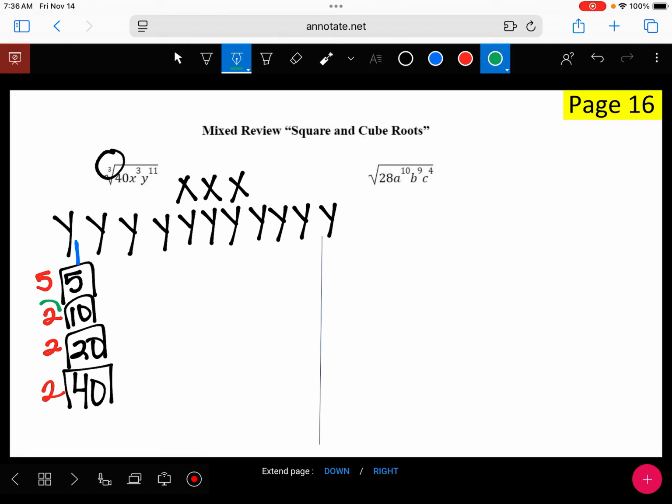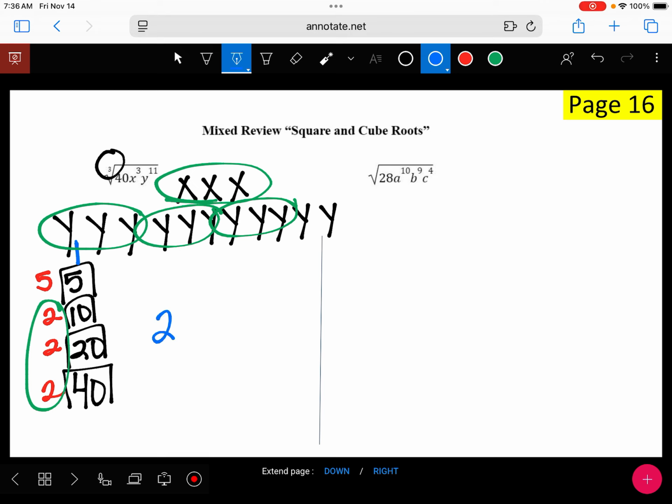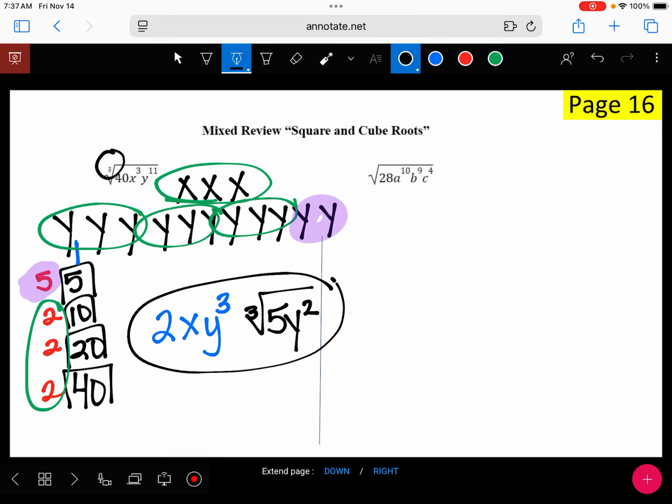So I do have a set of triplet 2s, 1 set of triplet X's, and 1, 2, 3 sets of triplet Y's. So I'm going to take out a 2, an X, and Y to the 3rd. That's what can come out. What has to stay is this 5 and both of those Y's. That would be my answer.